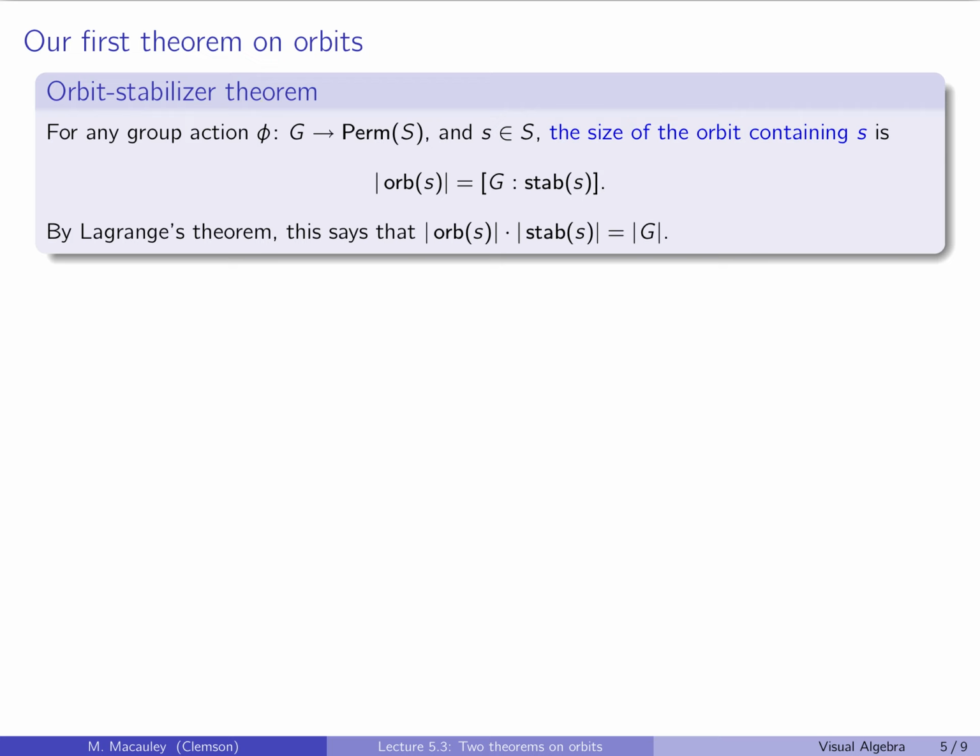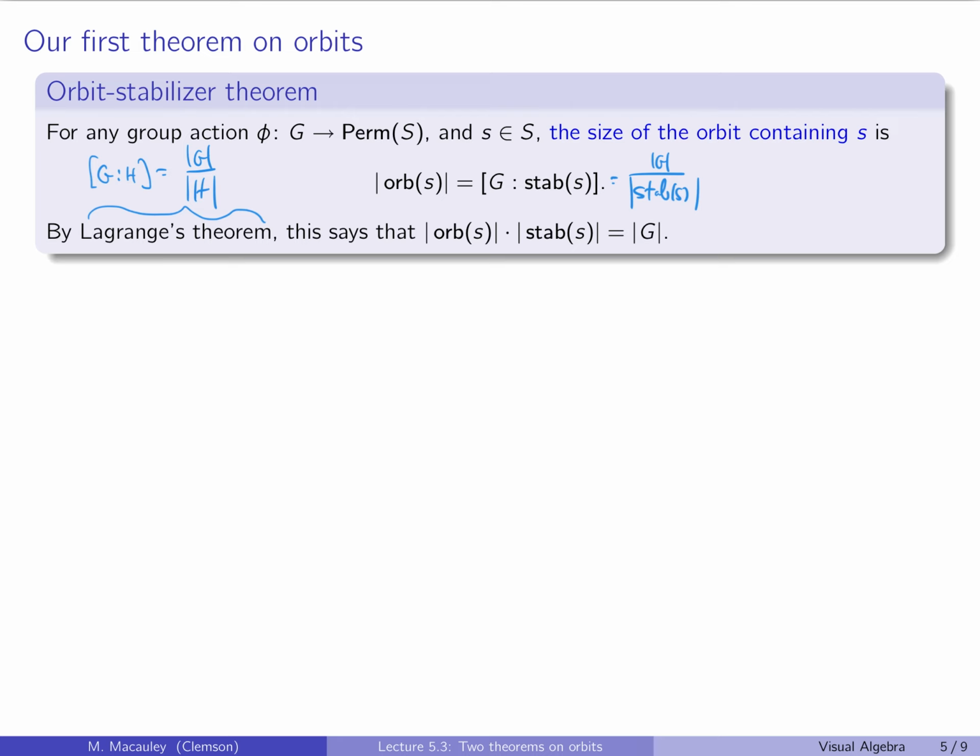Now, by Lagrange's theorem, recall what Lagrange's theorem says, that's just the index of H in G is the size of G over the size of H. We can rewrite this as the size of the orbit times the size of the stabilizer equals the size of the group itself. Because remember, this is just the size of G over the size of the stabilizer. Now, Lagrange's theorem assumes that G is a finite group, although it really works for infinite groups as well. It's just not interesting because if G is infinite, then the right-hand side is infinity and the left-hand side, one of these things has to be infinity.